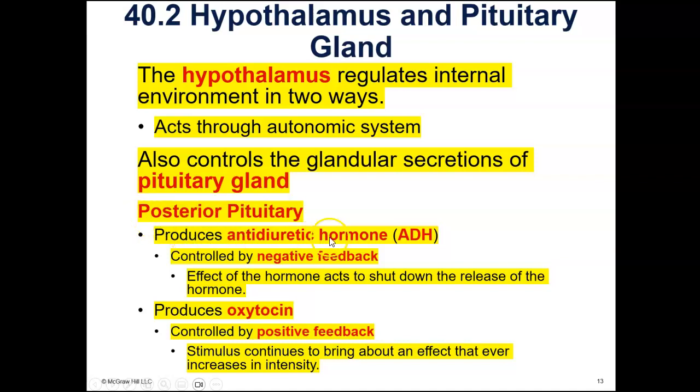It produces ADH, or antidiuretic hormone. And what this hormone does is shut down the release. It says controlled by negative feedback. Okay, so this is hard to understand. What this means is that there is a releasing hormone from the hypothalamus that stimulates the release of ADH. So it's controlled by that.